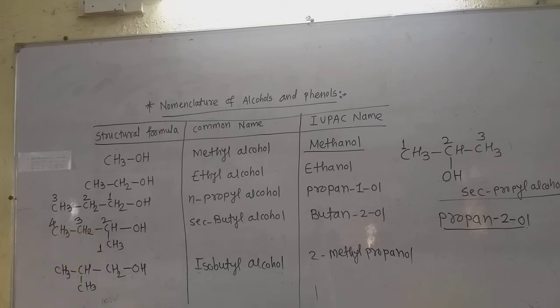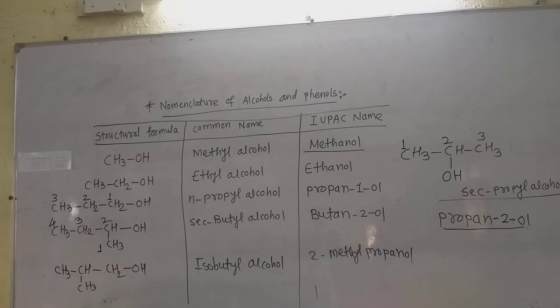Now what is the IUPAC name first? We know that this is the secondary butyl alcohol, because the OH group is attached to the second carbon atom having one hydrogen, as in the secondary propyl alcohol. Secondary alcohol, how do we identify? If the OH group is attached to the second carbon containing only one hydrogen, those are the secondary alcohols. As it contains 4 carbon atoms, it is the secondary butyl alcohol.